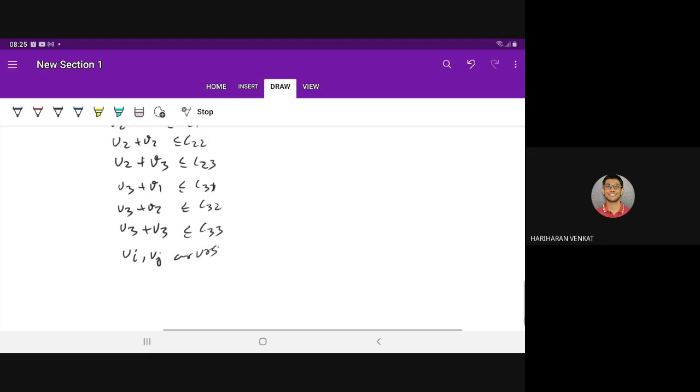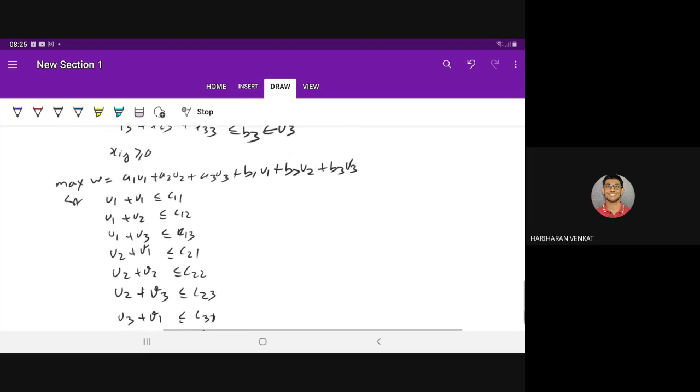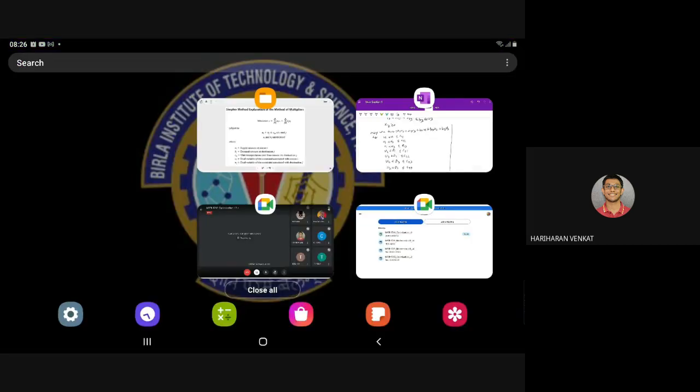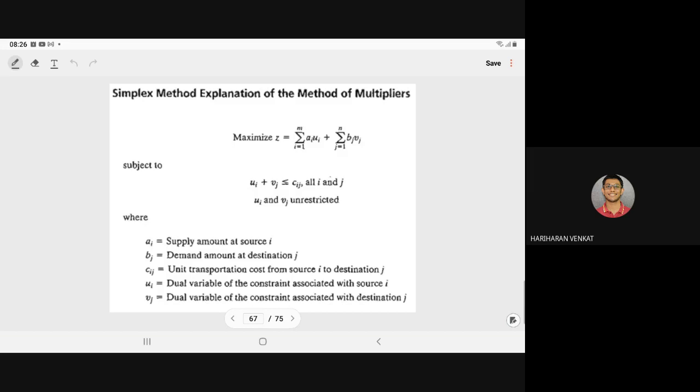Here you can observe there is nothing special: that is the method of multipliers. The ui and vj, whatever dual variables we have taken, are the multipliers we have considered there. If you generalize this, our problem becomes: maximize summation of ai ui plus summation of bj vj, subject to ui plus vj less than or equal to cij for all i and j, and ui and vj are unrestricted in sign.